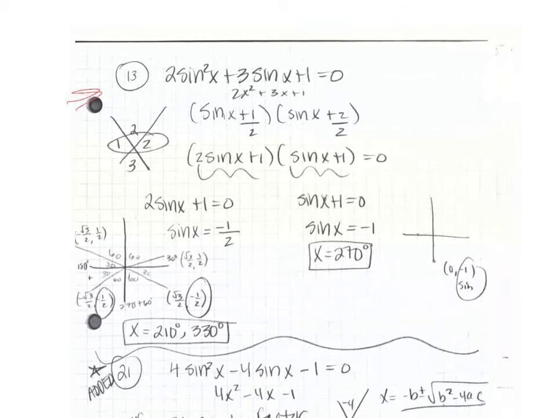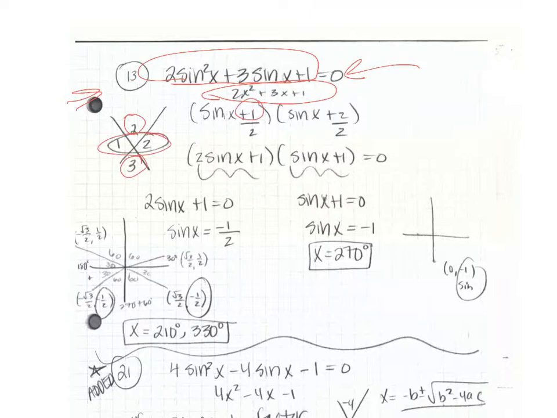Okay, for number 13, again, we get all terms on one side. Because we only see sine, we can pretend it's 2x squared plus 3x plus 1. We're looking for a combo that multiplies to 2 and adds to 3: 1 and 2. So we put those numbers here. Right, you could write x plus 1, x plus 2.